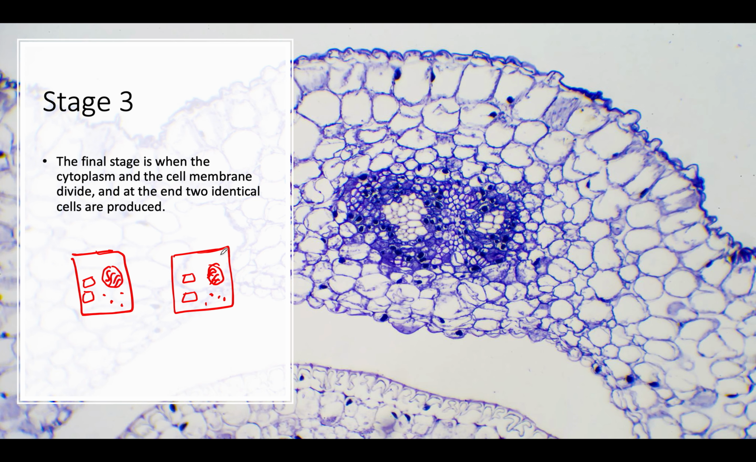So stage 3 is when everything is done. The cell membrane separates, and the cytoplasm, which is inside the cell, separates as well to form two identical cells.